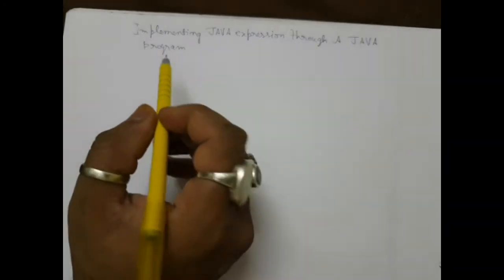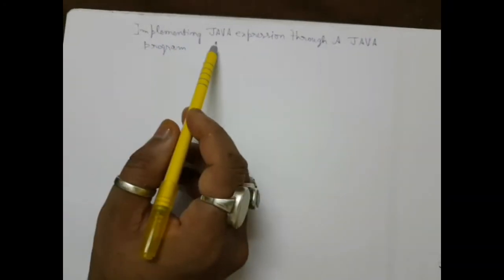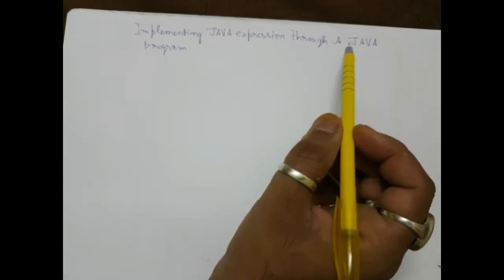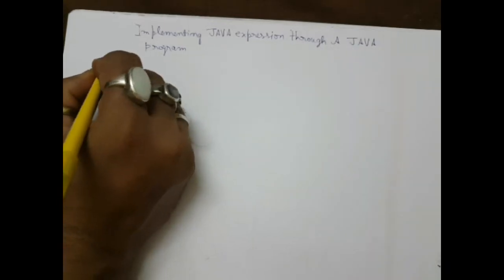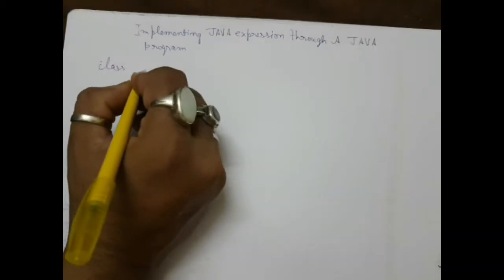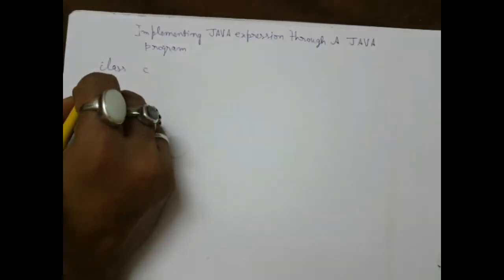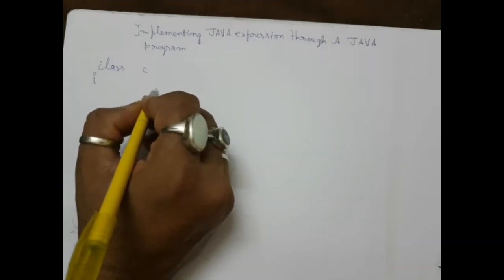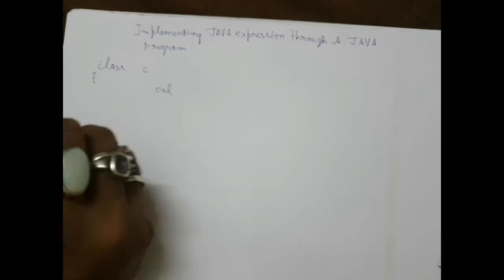So students, in this video I'm going to tell you how to implement Java expressions through a Java program. Alright, so Java program, we all know that we write Java programs using a class. So class, suppose I name here as C, and I give a function name. What is the function name? Suppose I give the function name cal.